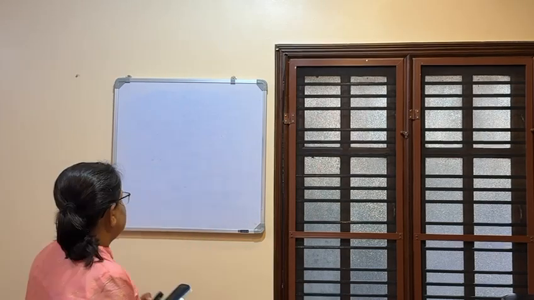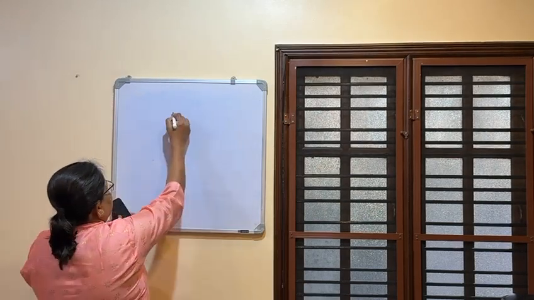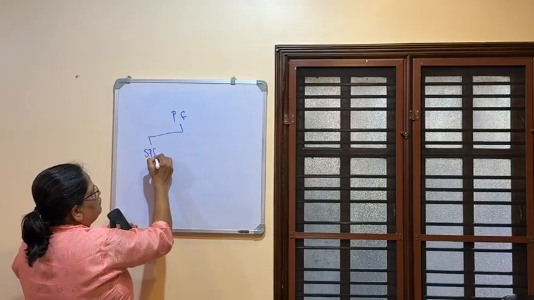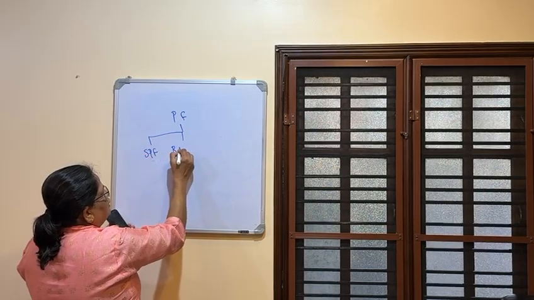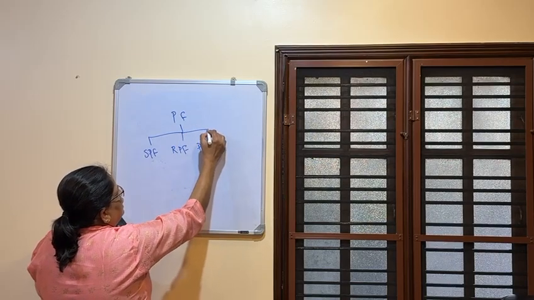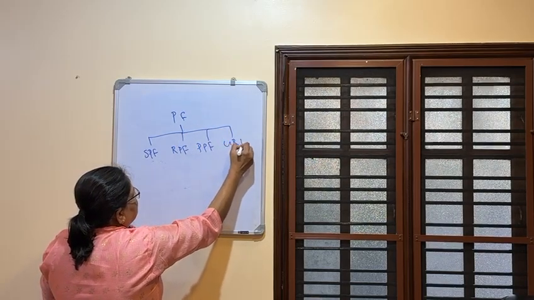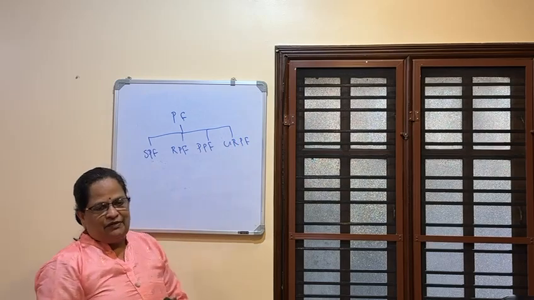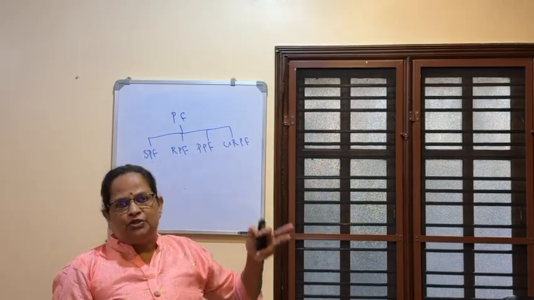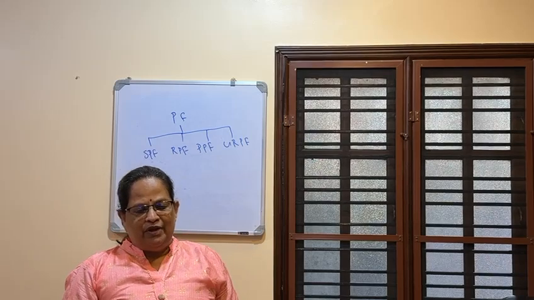Types of Provident Funds. If you take Provident Fund, there are four types of Provident Fund: Statutory Provident Fund, Recognized Provident Fund, Public Provident Fund, Unrecognized Provident Fund. This is the classification. Four types of Provident Fund. Usually you will get an exact question to explain the features of Provident Funds.